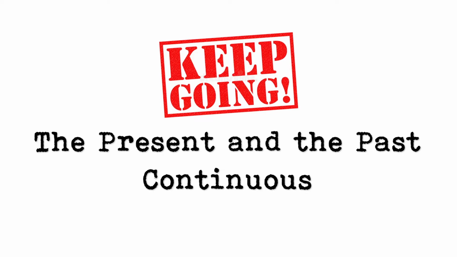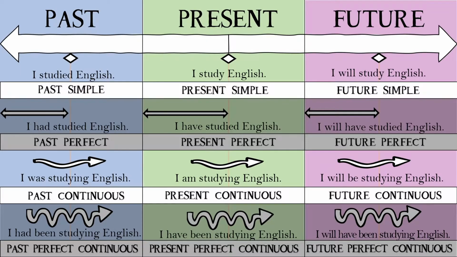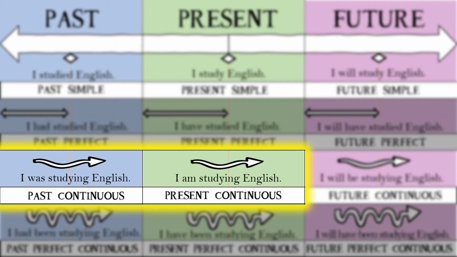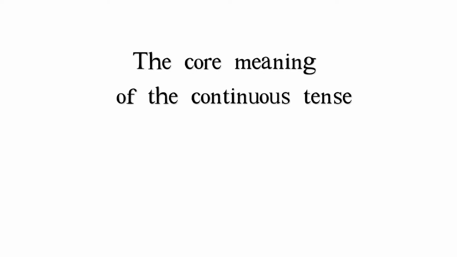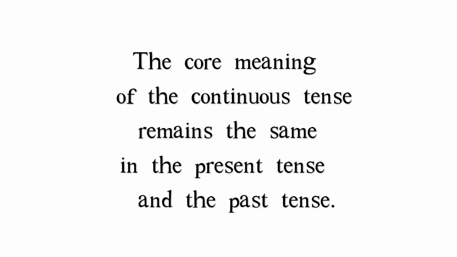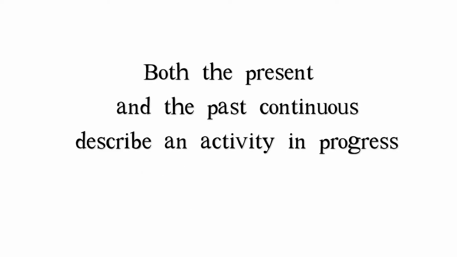The present and the past continuous. Here's a chart that can help you understand the relationship between the past and present continuous and other tenses. These are the two that we'll be focusing on. The core meaning of the continuous tense remains the same in the present tense and the past tense. Both the present and the past continuous describe an activity in progress or a repeated action.